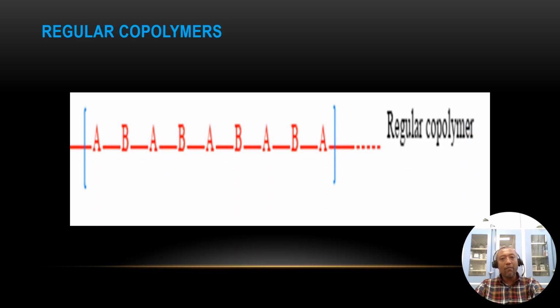The opposite of the random copolymer is the regular copolymer. Regular copolymers are those polymers which have a regular arrangement of these repeating units.